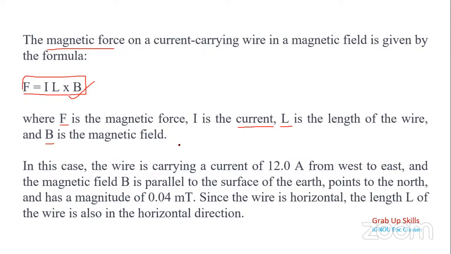The wire is carrying a current of 12 ampere in this field, from west to east. The magnetic field B is parallel to the surface of the earth, which points to the north and has this magnitude. Since the wire is horizontal, the length L also would be in the horizontal direction.